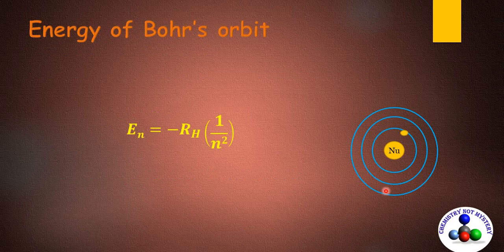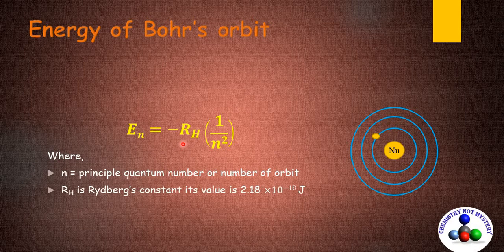Bohr also gave the formula to calculate the energy of an orbit. En is equal to minus Rh multiplied by 1 upon n square, where n is the principal quantum number or the number of orbit, Rh is the Rydberg's constant and its value is 2.18 into 10 raised to minus 18 joule. If you have watched my video on hydrogen spectrum, you might get confused here with the value of Rydberg constant. In hydrogen spectrum, the value of Rydberg constant is 109678 cm inverse. And this difference in the value is because of the change in the unit.